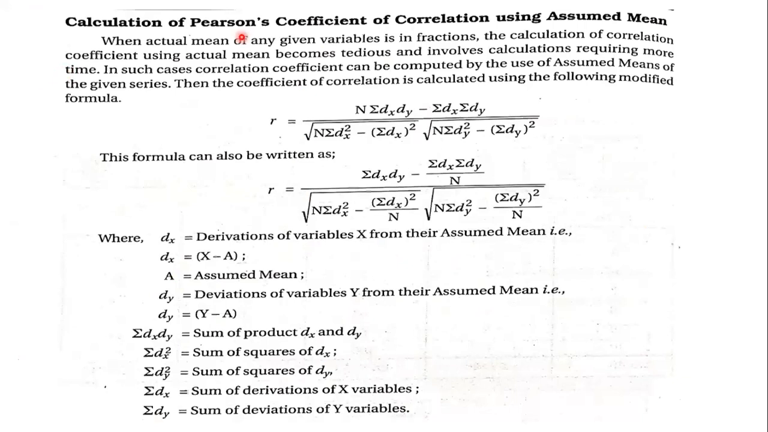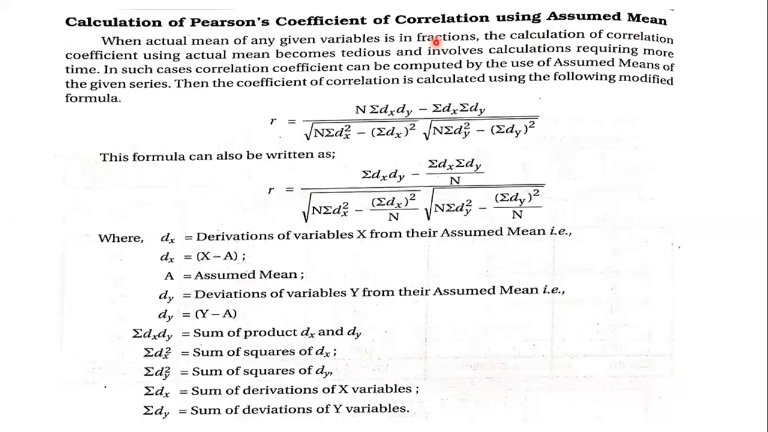Next, calculation of Pearson's coefficient of correlation using assumed mean. So, we were supposed to find Pearson's correlation coefficient using two methods. The first method was the actual mean, where we calculated the arithmetic mean in the problem, took the deviations, and then solved for R, the correlation coefficient. Now we are going to do the second method, finding the correlation coefficient using assumed mean.